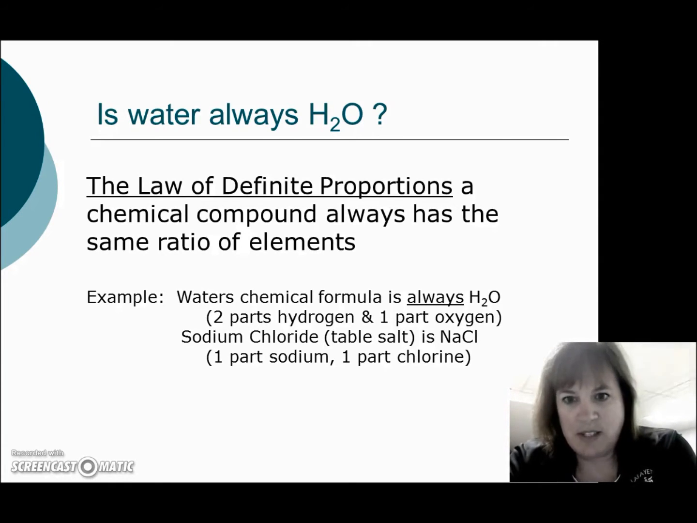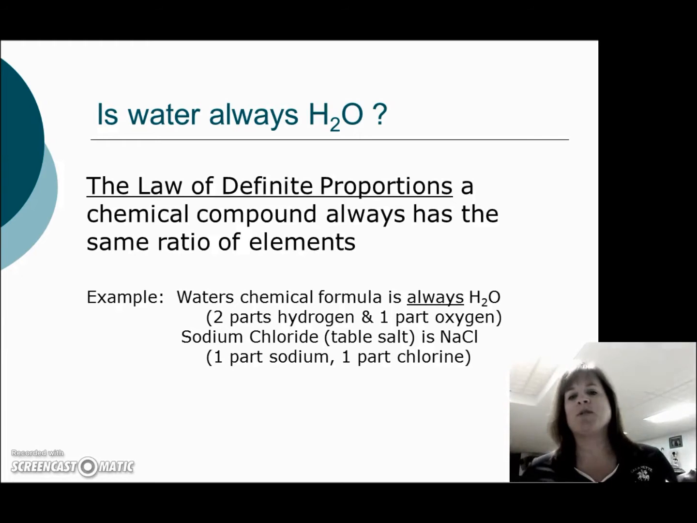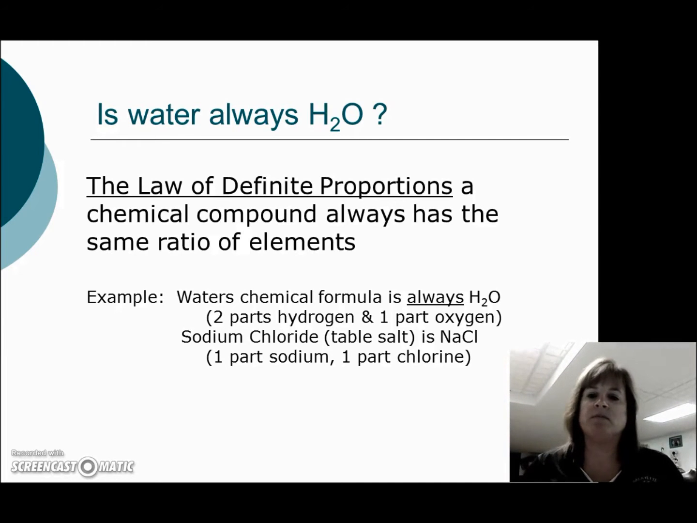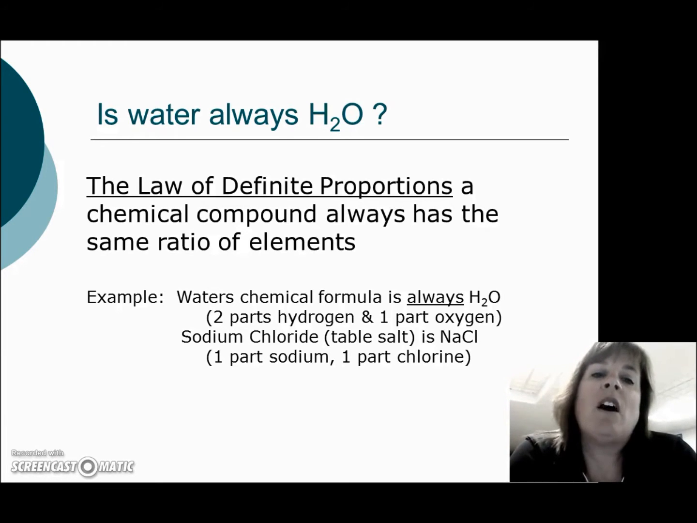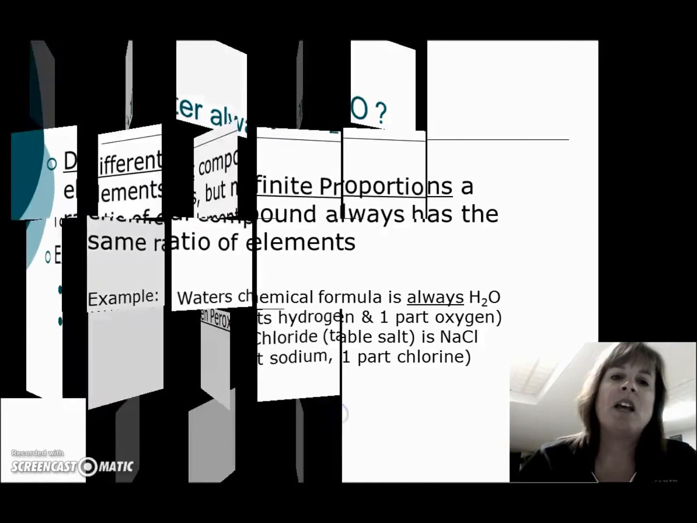Another example is sodium chloride. Sodium chloride is actually table salt. So what you put on your French fries. The formula for table salt is NaCl, sodium chloride. And so it's always 1 sodium with 1 chlorine. If there's a different amount of sodiums or chlorines, then it's not sodium chloride. So that's the law of definite proportions.